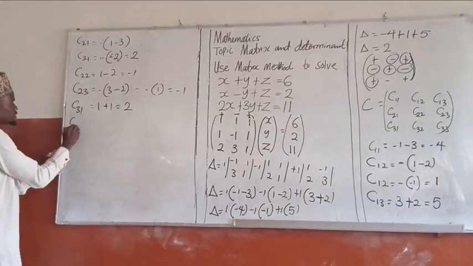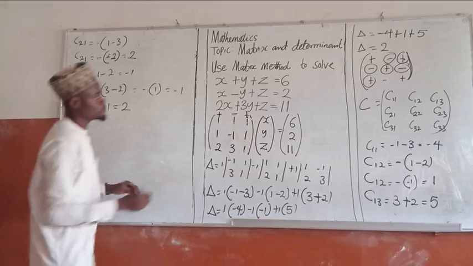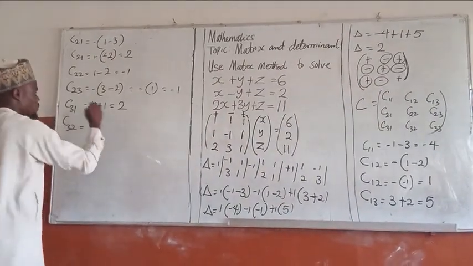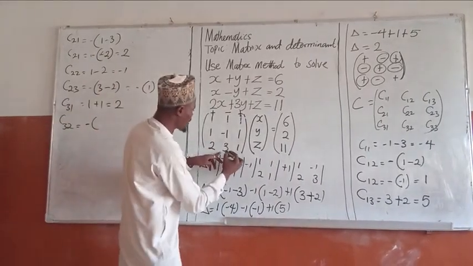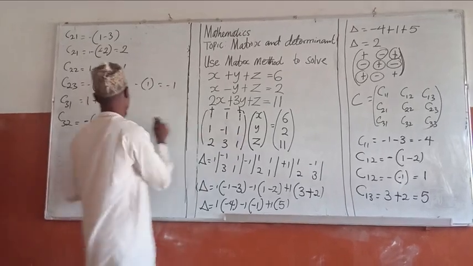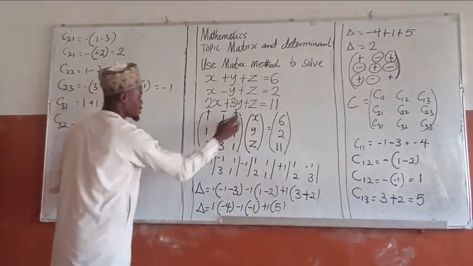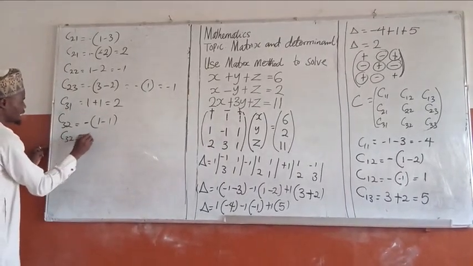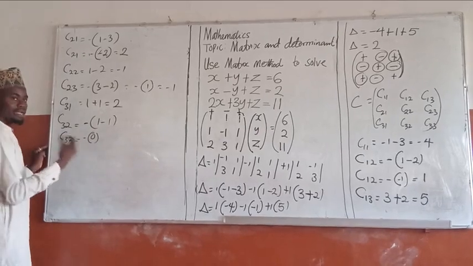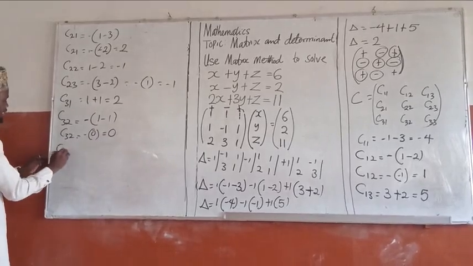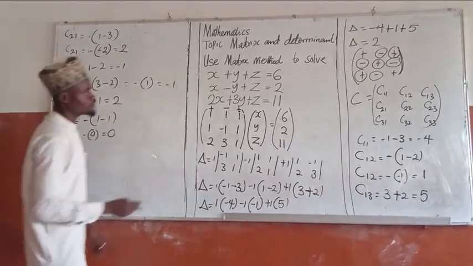Then C32, the conventional sign is minus. We have to indicate it, minus, open bracket. Then you come back here, cancel the columns and rows. Have 1, 1, 1, 1. 1 times 1 is 1, minus 1 times 1 is equal to 1. The C32 is equal to minus, 1 minus 1 is 0. And minus multiplied by 0 is still what? 0.